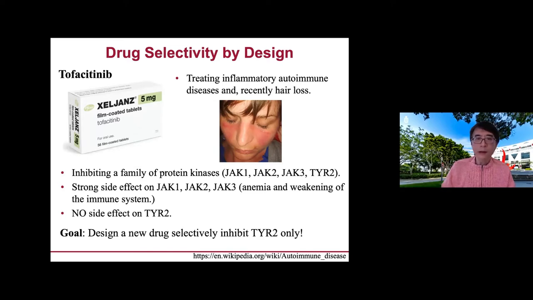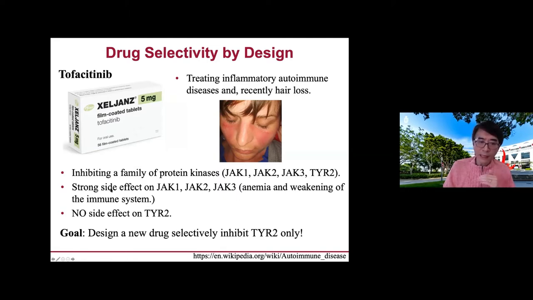This example is to treat an autoimmune disease, right? This autoimmune disease will give you skin rash and hair loss, and this is related to the malfunction of one of the protein kinases, TYR2 kinase, right? And the drug targeting this particular kinase is called tofacitinib, and this drug has a very strong side effect. This side effect will lead to anemia and the weakening of the immune system.